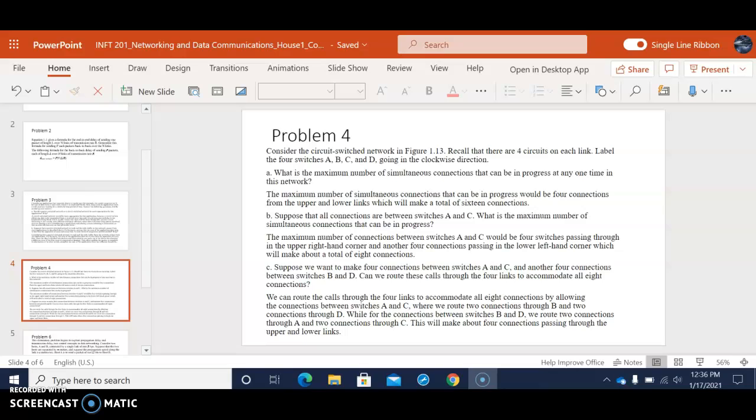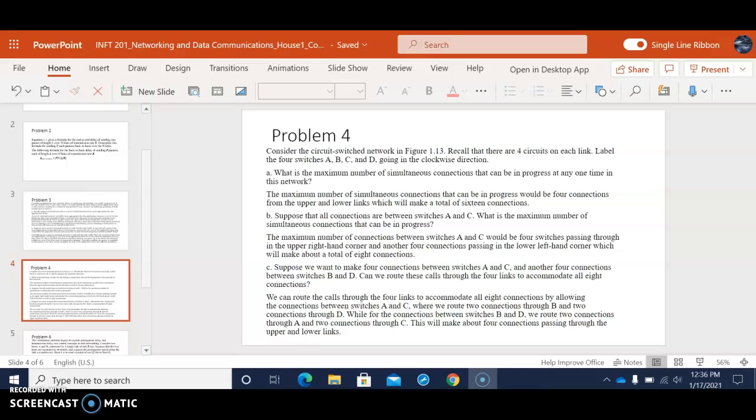Suppose we want to make 4 connections between switches A and C, and another 4 connections between switches B and D. Can we route these calls to accommodate all 8 connections? And the truth is, yes, you can. You can route these calls to accommodate all 8 connections by allowing the connections from switches A and C, since you could route 2 connections to circuit B and 2 connections to circuit D.